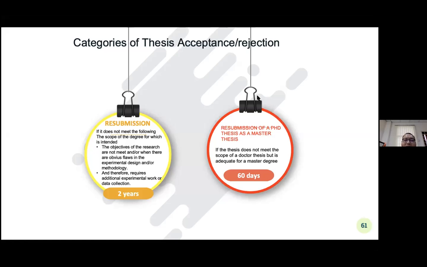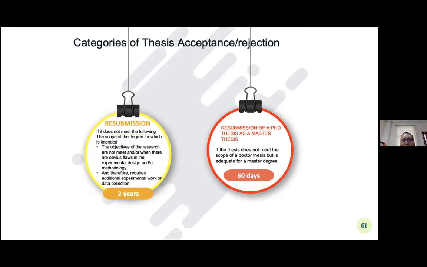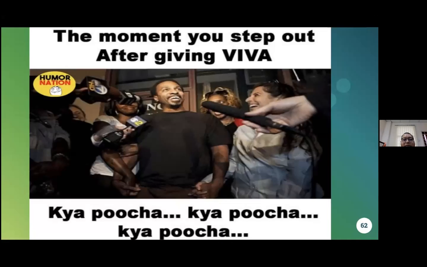Okay. So far I haven't come across this one. Normally, in my experience, I haven't come across distinction and also this resubmission. I give the verdict for the other decisions. And the moment after you step out after giving the Viva, it's like an early celebration, we call it early celebration.